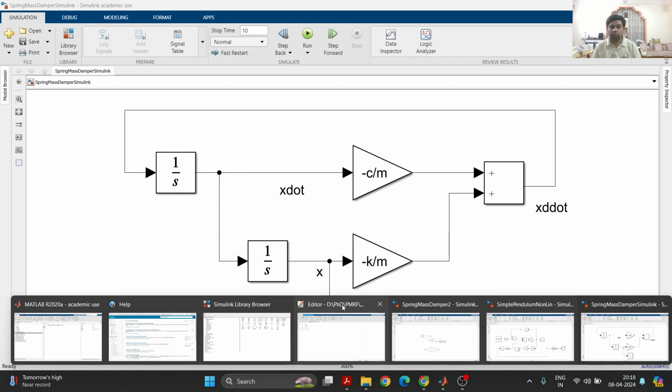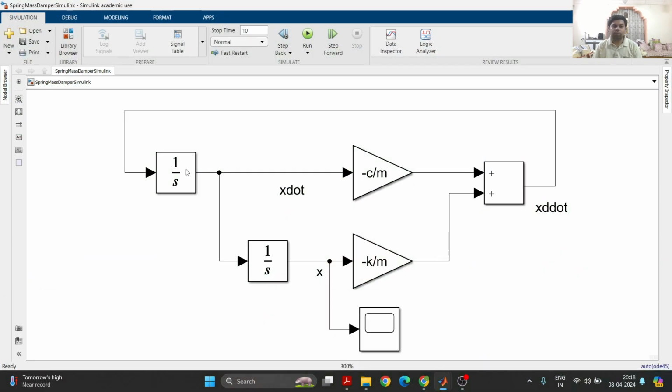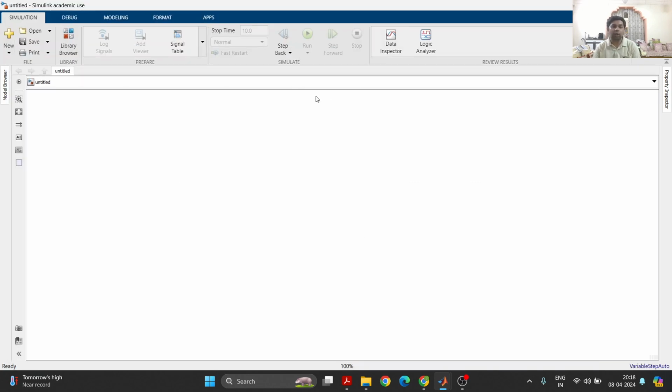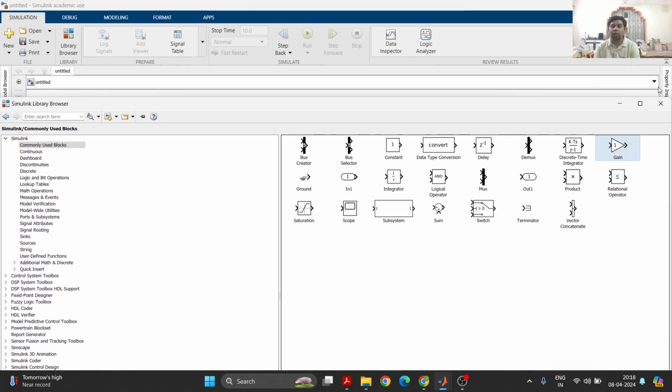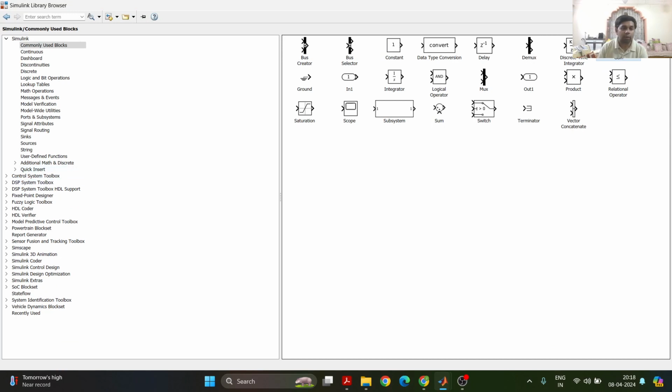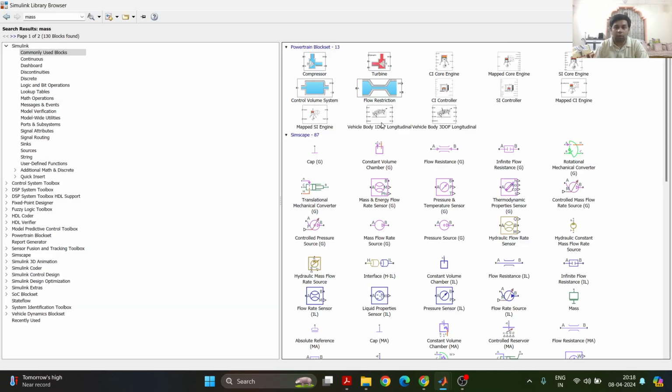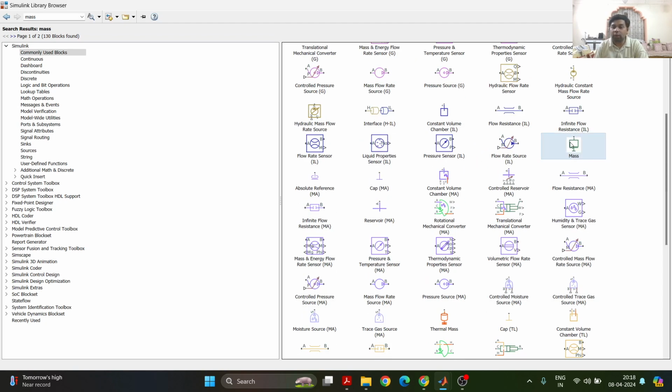Now the model building for the Simscape part is somewhat easier, because then you can just create physical connections. You have a simple spring, mass and damper, so you can just look for mass, let us say mass. Here we'll get many results, but this I think is the relevant thing.